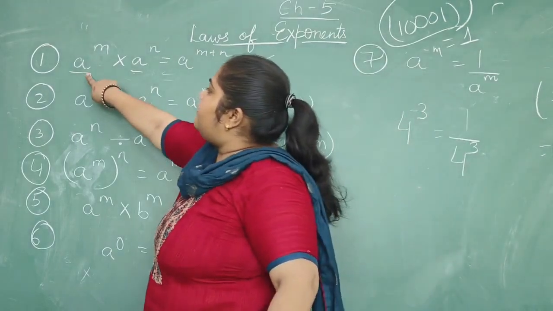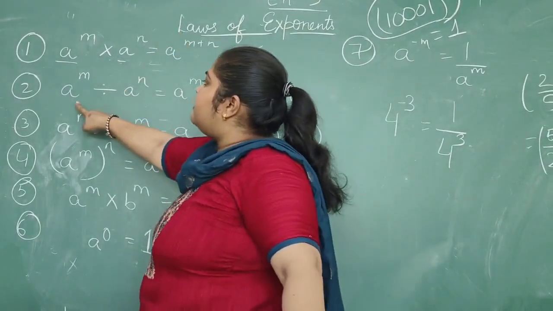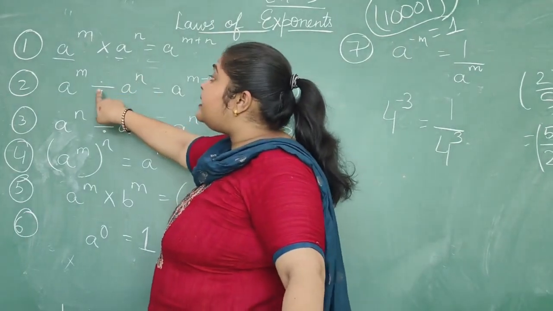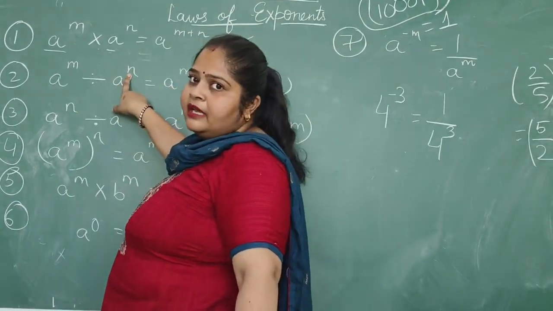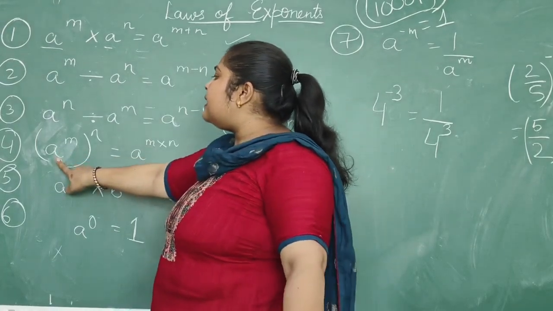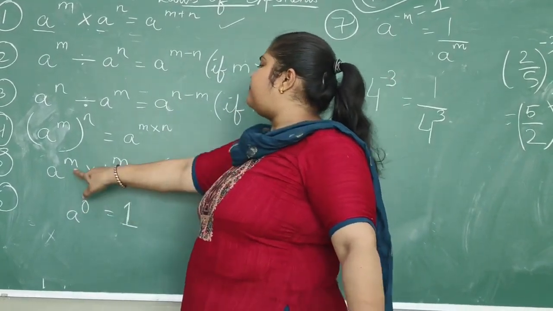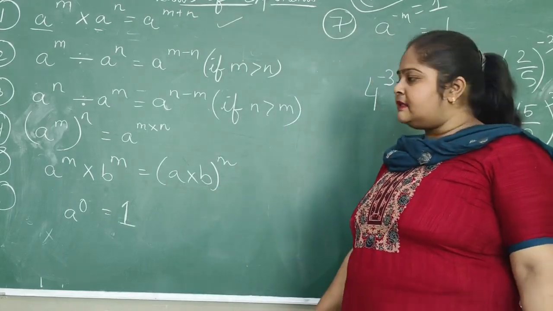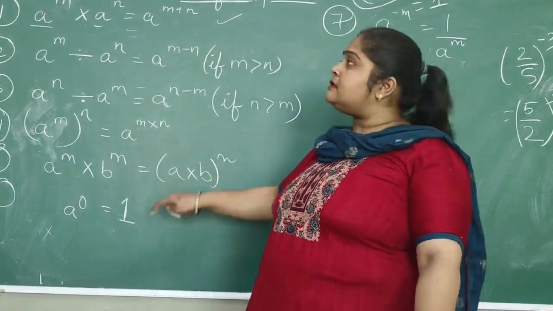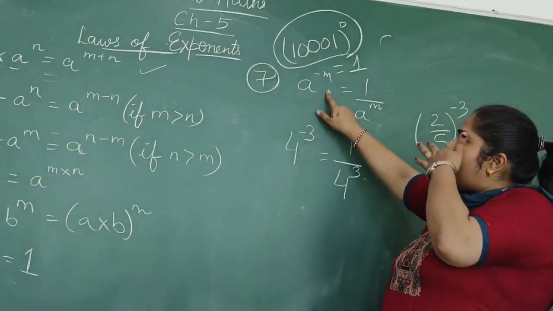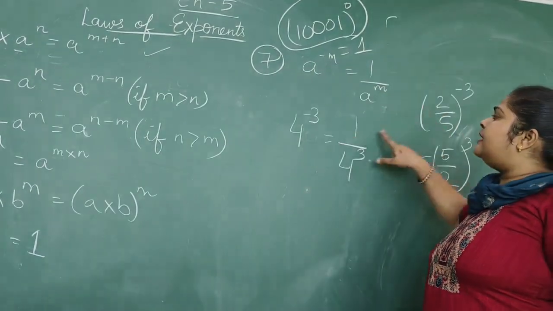Again, we will revise. If the bases are the same, powers are different, and they are multiplying each other, we have to add the powers. If the bases are the same, powers are different, and they are dividing, then we have to subtract the powers by just checking which number is greater, m or n. Next is, if a single number has two powers, you have to multiply the powers. If the bases are different, powers are the same, you have to multiply the bases. If any number carries 0 as power, you will write simply 1 there, nothing else. And the last law says, if any base has a negative power, to make the power positive, you just take the reciprocal.